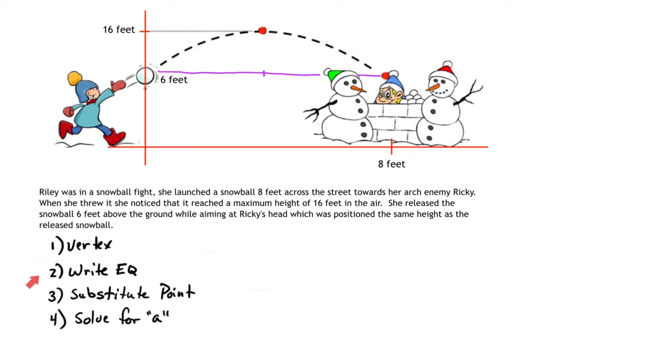First, we're going to find the vertex, then write an equation with that vertex information given to you, then substitute a working point that it also goes through, and then solve for a. Once we have a, then we'll have all the parts that are necessary to write the equation. So here we go. Let's find the vertex first.